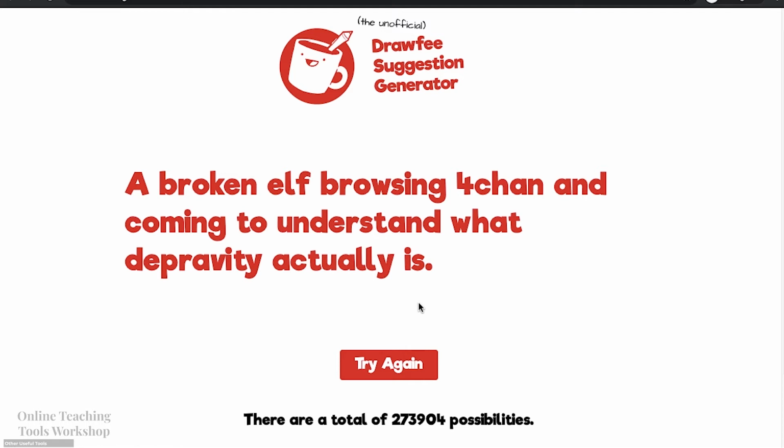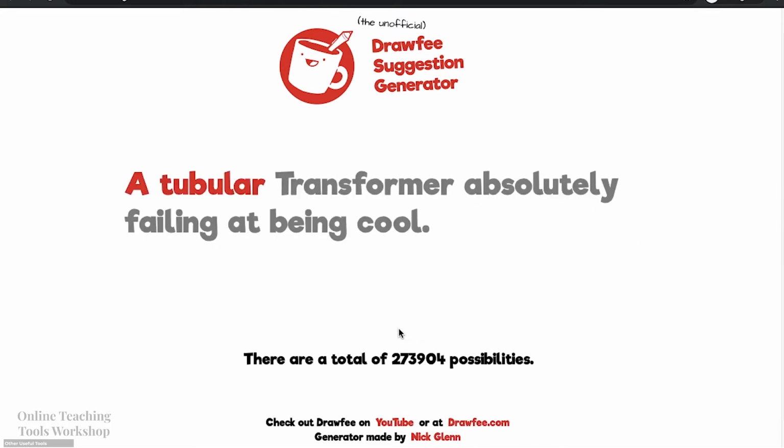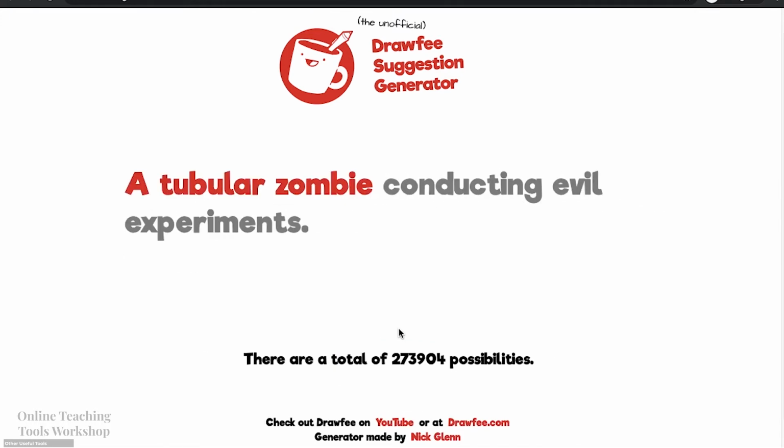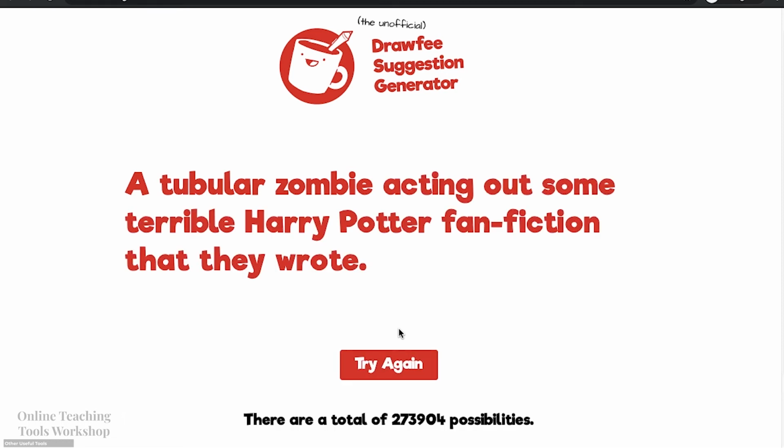A broken elf, browsing, what's that? 4chan? 4chan is like Reddit, but okay. I need to understand what the prompt actually is. So a lot of times it's randomly generated. So a lot of times you might want to say try again, right? You might want to say try again. Tubular zombie. Okay, I like it already. Acting out some terrible Harry Potter fan fiction that they wrote.